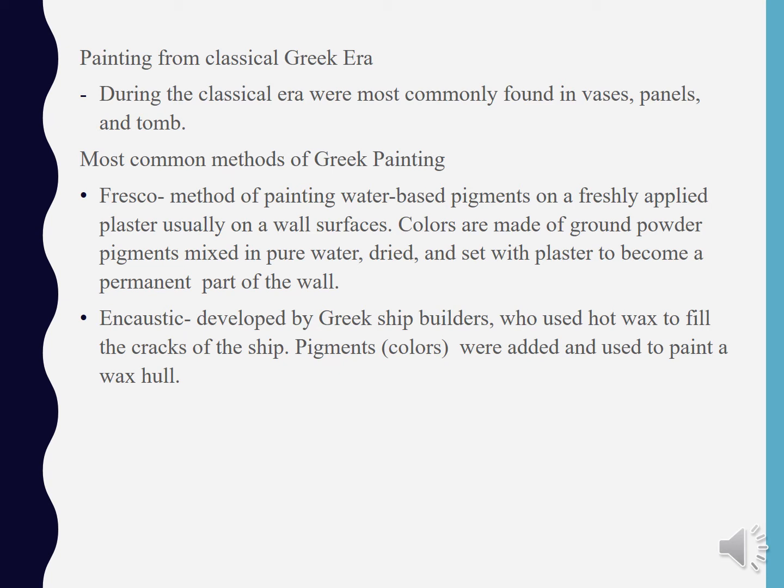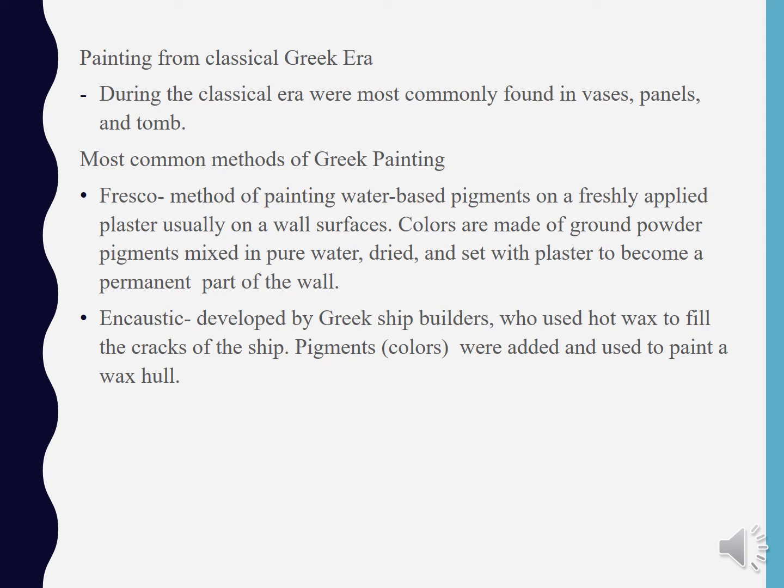Painting from the classical Greek era. During the classical era, paintings were most commonly found on vases, panels, and tombs. Most common methods of Greek painting: fresco. A method of painting with water-based pigments on freshly applied plaster, usually on a wall surface. Colors are made of ground powder pigments mixed in pure water, dried, and set with plaster to become a permanent part of the wall.